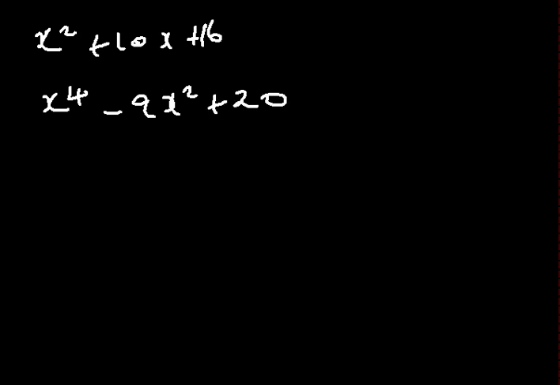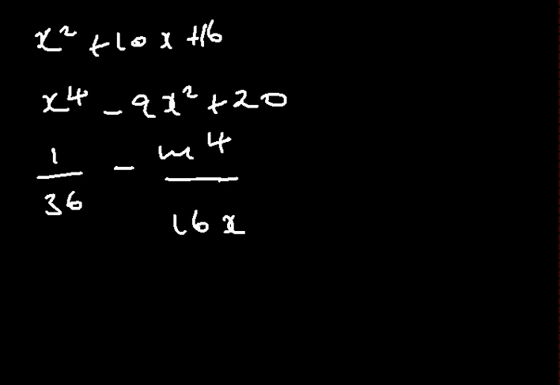What about this? Let's say we have 1 over 36 minus m to the power 4 minus 16 times x to the power 6. So try to work that one out and see how you can factorize that one in that case.